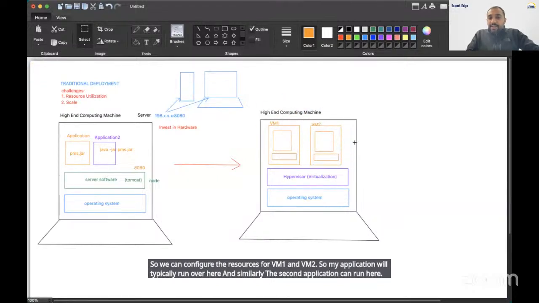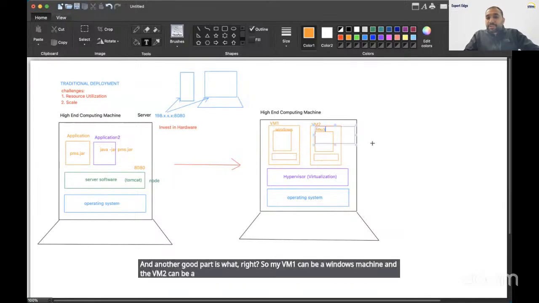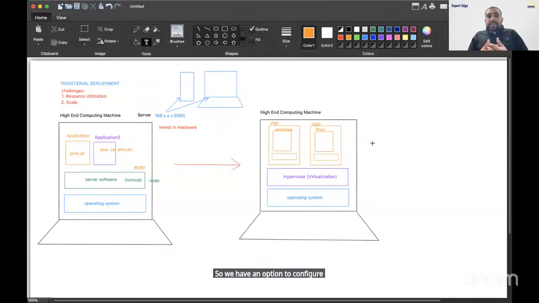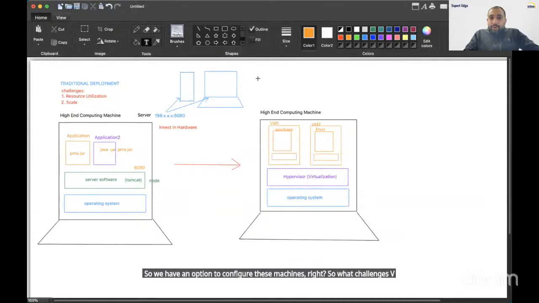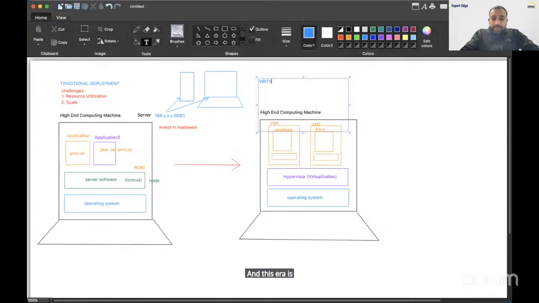And another good part is what, right? My VM1 can be a Windows machine and VM2 can be a Linux or a Mac machine. So we have an option to configure these machines, right? So what challenges did VMware try to solve here? And this era is referred to as virtualized deployment.